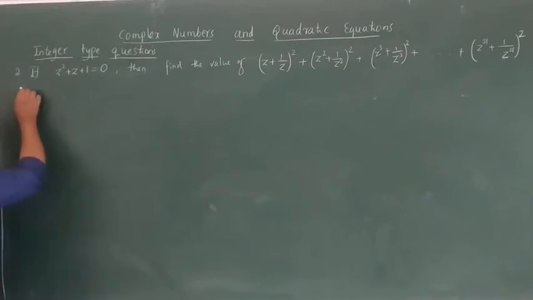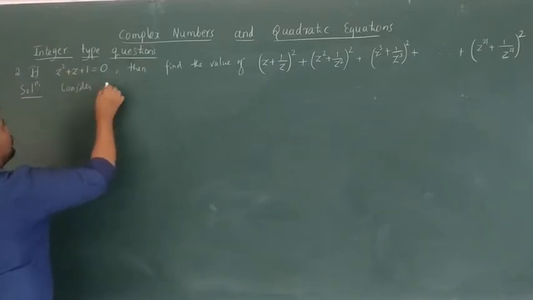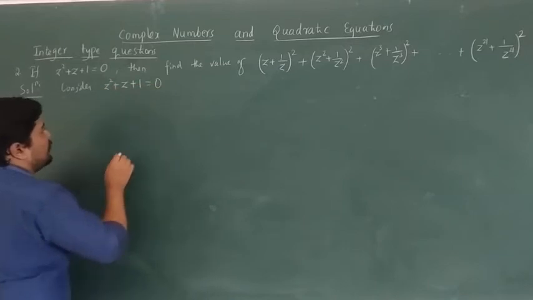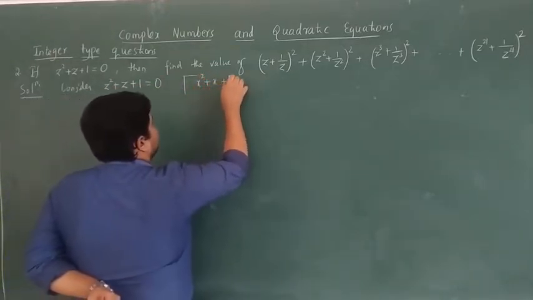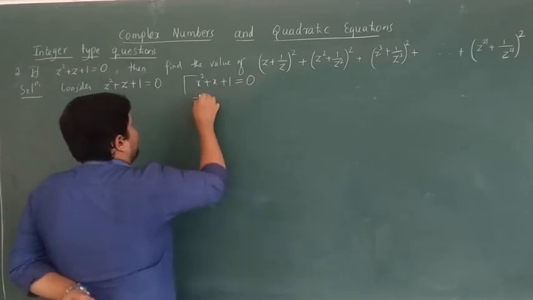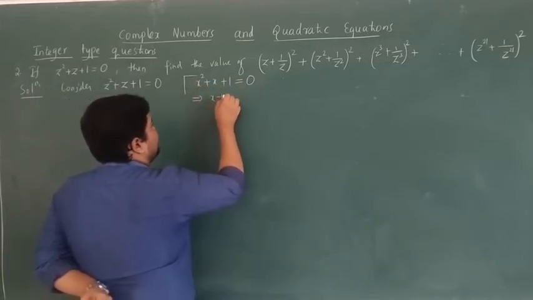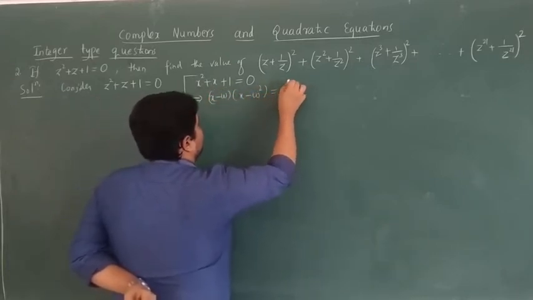Now let me try to solve this particular problem. Consider what they have given: z square plus z plus 1 equal to 0. Now comparing this equation with x square plus x plus 1 equal to 0, we have got the solution of this particular equation as x minus omega into x minus omega square equal to 0, isn't it?